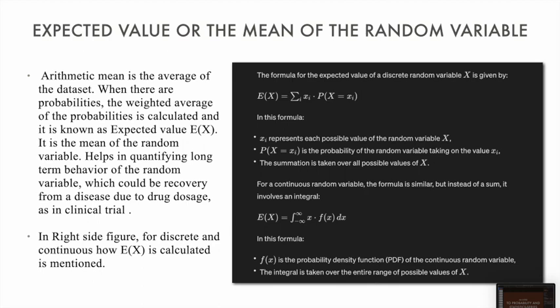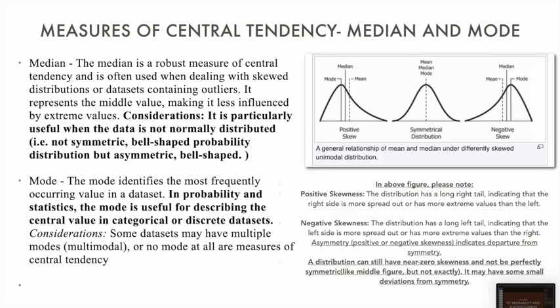Measures of central tendency: median and mode. As mentioned previously, for a symmetrical distribution, mean is equal to median is equal to mode. In the positive skew figure, the mode is at the top because mode means the most often repeated value, the value which is getting repeated again and again. Because of that, the mode is at the top of the curve, and the median is at the center. Even though it is not at the top of the curve, it represents the center value, the middle value. That's why it is a robust measure of central tendency and is often used when dealing with skewed distributions. With positive or negative skewness, the median is the most central value in both cases.